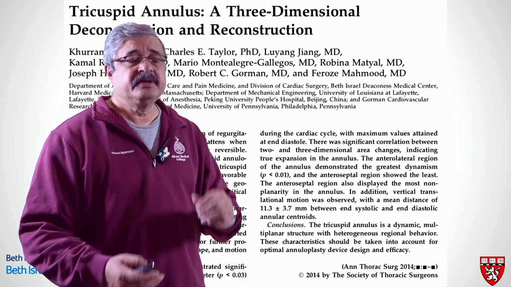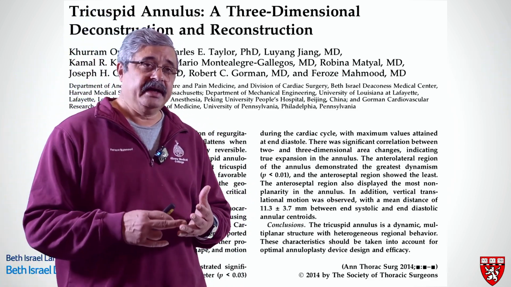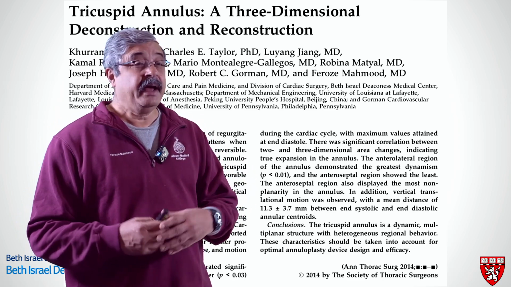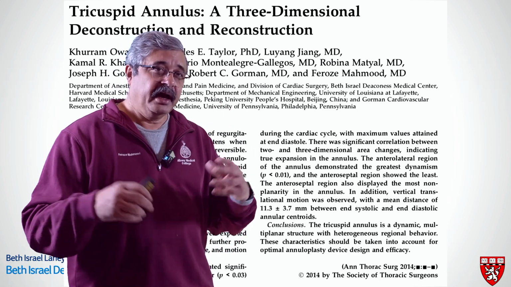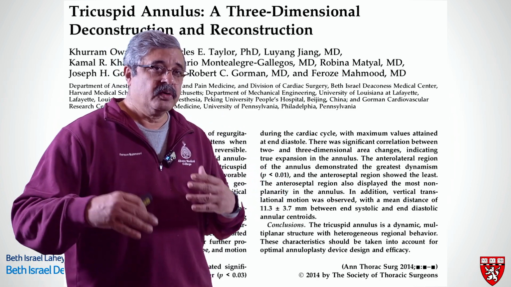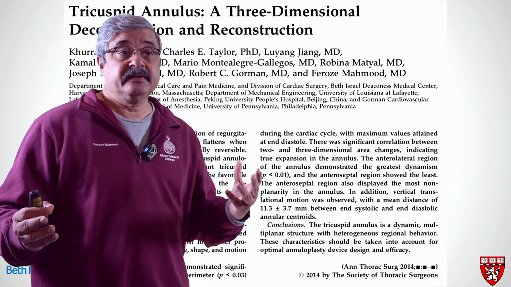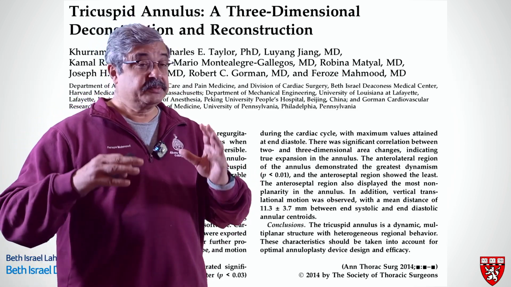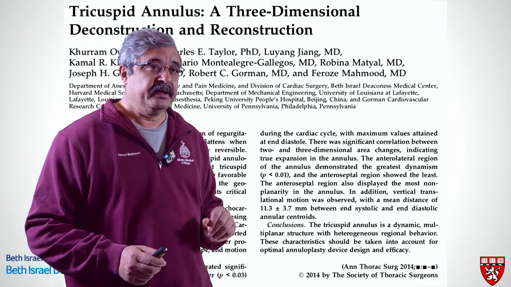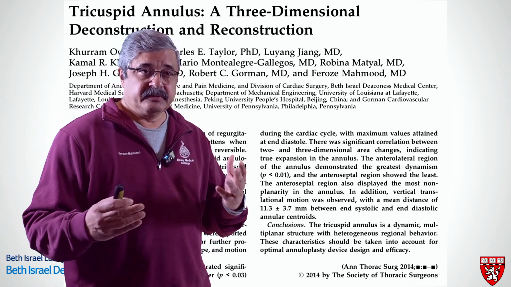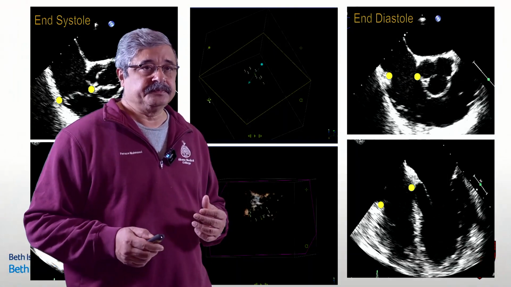We plotted different points of the annulus in end systole, end diastole, mid systole, and mid diastole. Put them in MATLAB to track the motion of the tricuspid annulus in the entire 3D space over the course of the cardiac cycle, to see whether or not there was a predictable axis of dilation, whether or not there was a specific quadrant of the tricuspid valve that dilated and was more dynamic than the other one. And that's what we call the tricuspid annular deconstruction and reconstruction.